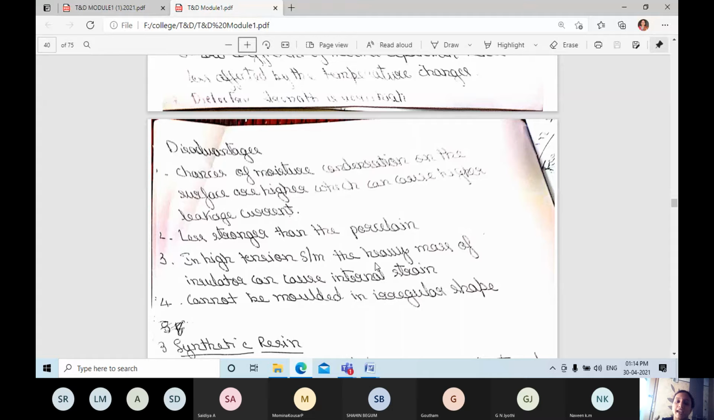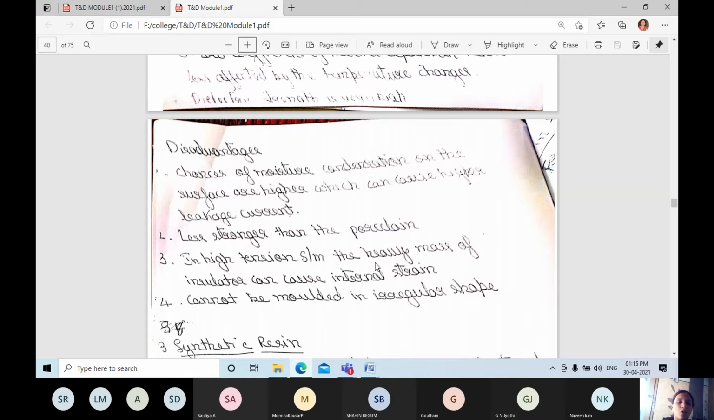Now, this is a high tension system. Heavy mass of insulator can cause internal strain. For example, for 11 kV only one disc is used. If we keep increasing the voltage level, then the number of discs will be increased. I'll say more in further topics. What do you mean by disc? Each disc will have some voltage level, like 11 kV. So in a high tension system, the heavy mass of insulator can cause internal strain.